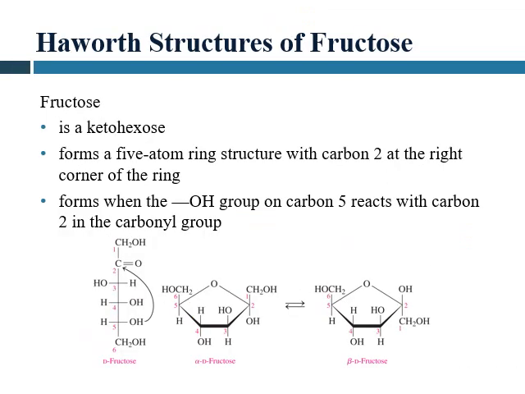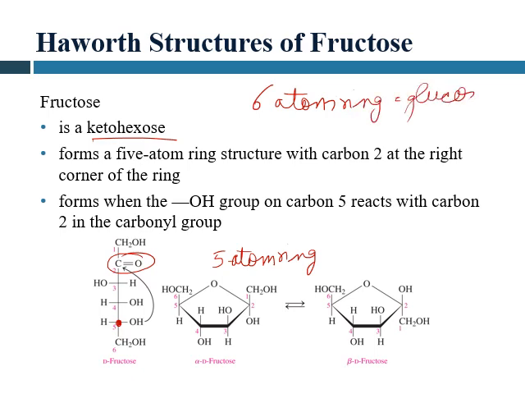This is a Haworth projection of fructose. Fructose is a ketohexose, which means this. Again, the carbonyl carbon is going to interact with the farthest chiral carbon. So this is how many carbons? 1, 2, 3, 4. Only 4 carbons, and one of them is oxygen. That is why this ring is a 5 atom ring. When you see a 6 atom ring, that is usually glucose, galactose kind of format. When you see a 5 atom ring, that is usually fructose.